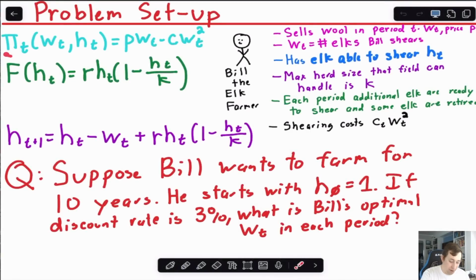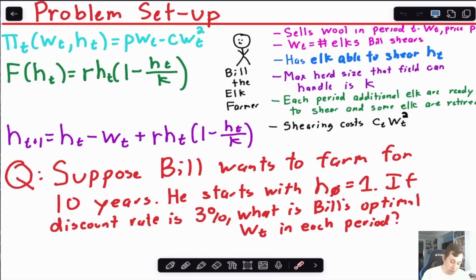If I think about Bill's profit, which is what he wants to maximize, his profit is just going to be the price times WT minus the cost times WT squared, where again WT is the number of elk that he's going to shear in a given period. We're going to say that we've got some net growth function in terms of how many elk Bill can shear in the next period. That's going to be some scalar R, times HT, or the number of elk in the herd, times 1 minus HT over K, where again, HT is the elk in the herd that are able to be sheared. If they can't be sheared anymore, we don't count them. They go into a separate pasture where they get to vibe.